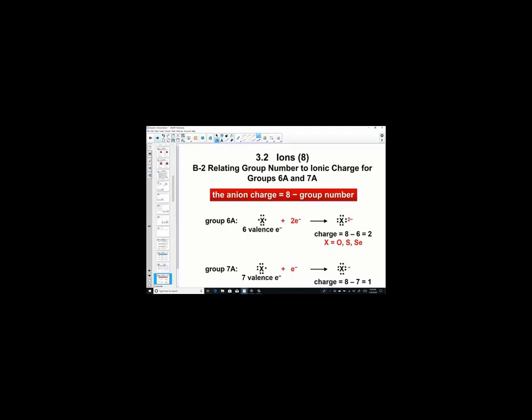Now let's talk about the nonmetals. And we understand nonmetals gain. Metals lose, making positive. Nonmetals gain, making negative ions. We said that any element in group 6A, this would be oxygen, sulfur, selenium, they have 6 valence electrons. How many would they like to take in to get to 8? You can see 2 empty spots. So when oxide forms with its extra 2 electrons, had 6, needs 2 more to get to 8.